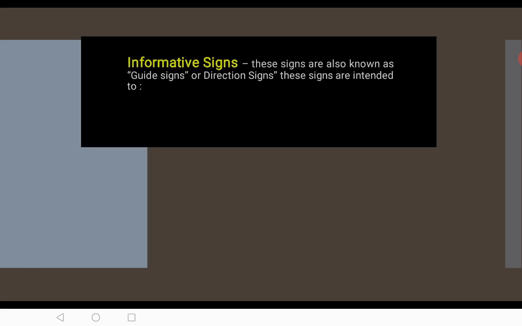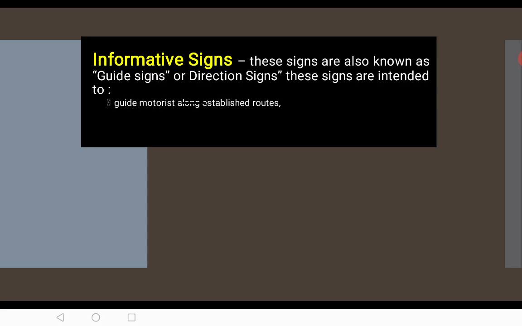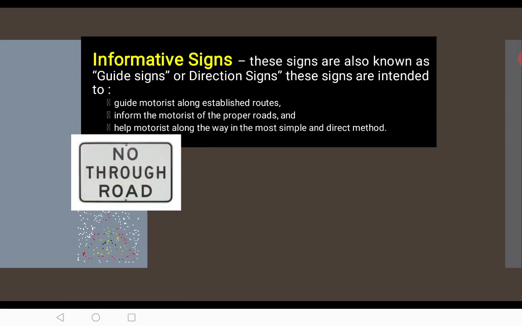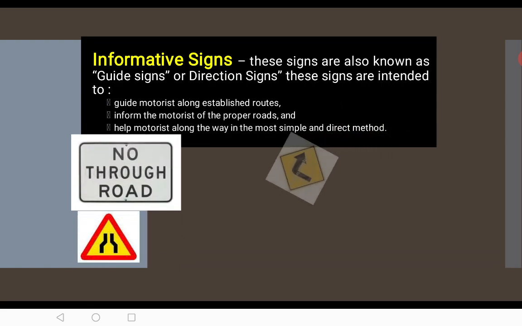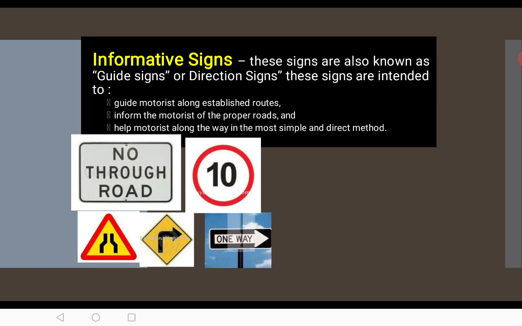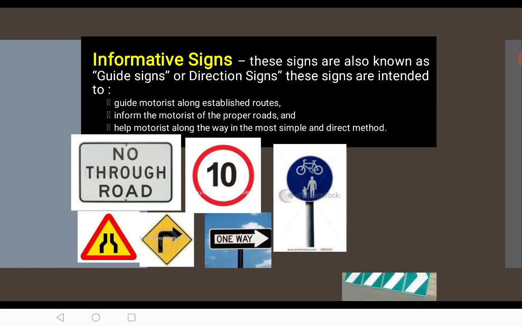Next, informative signs. These signs are also known as guide signs or direction signs. They are intended to guide the motorist along established routes, inform the motorist of the proper roads, and help motorists along the way in the most simple and direct method.